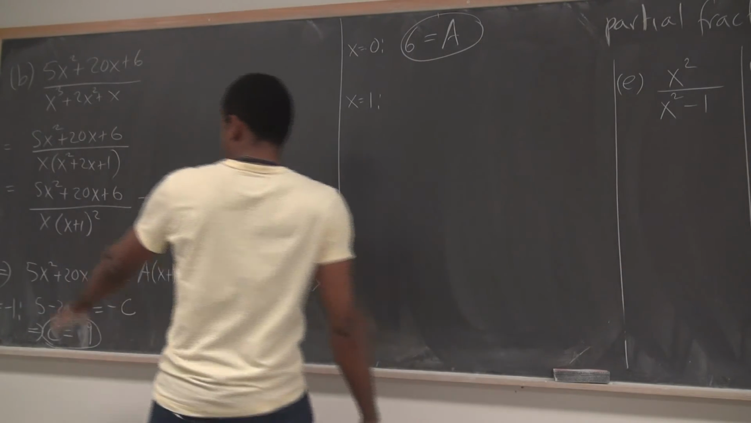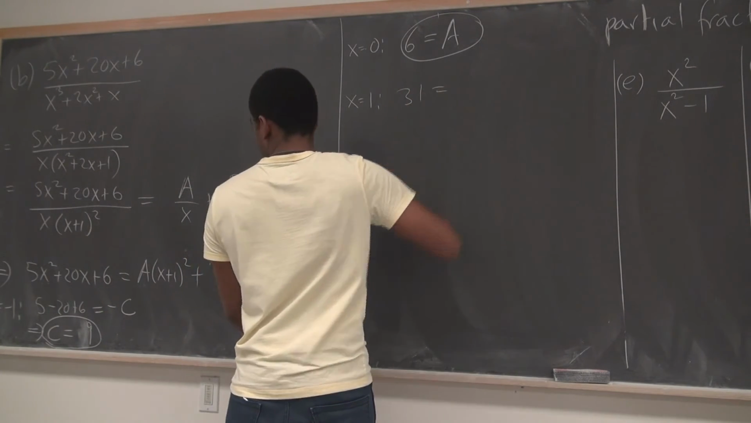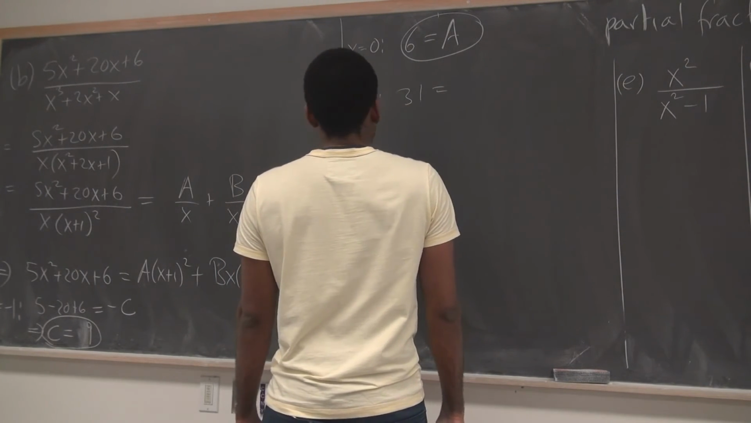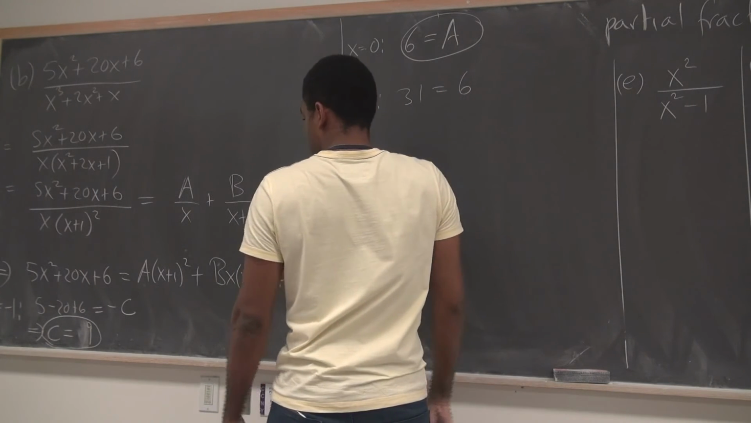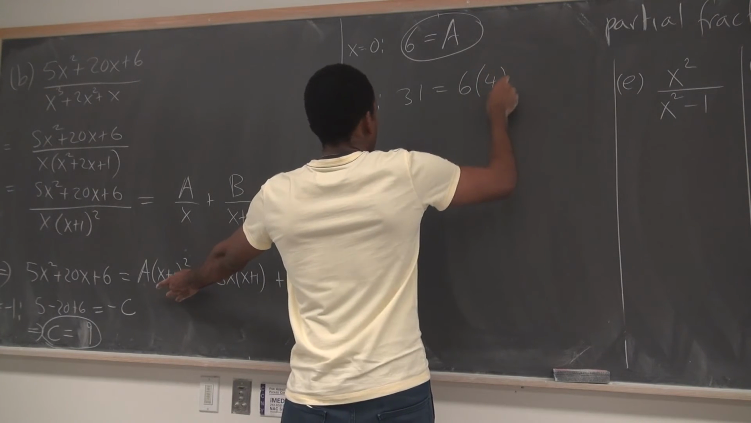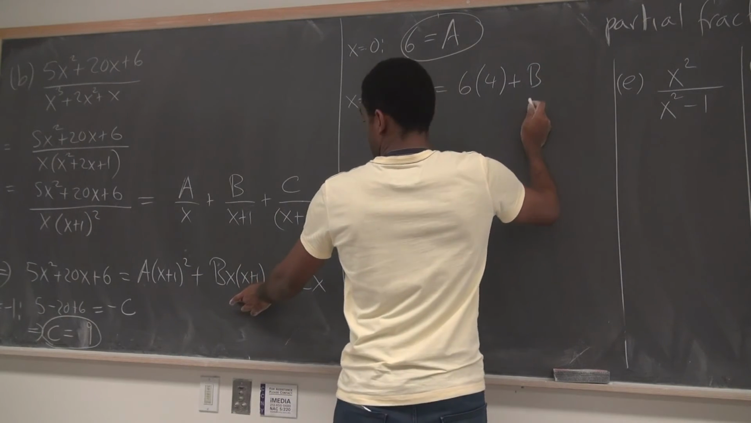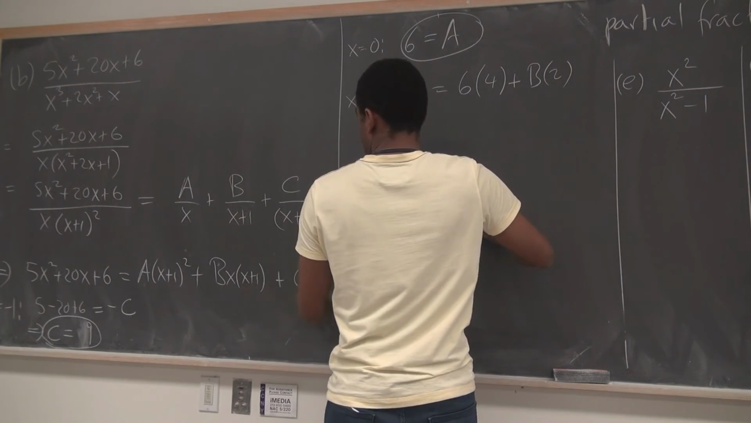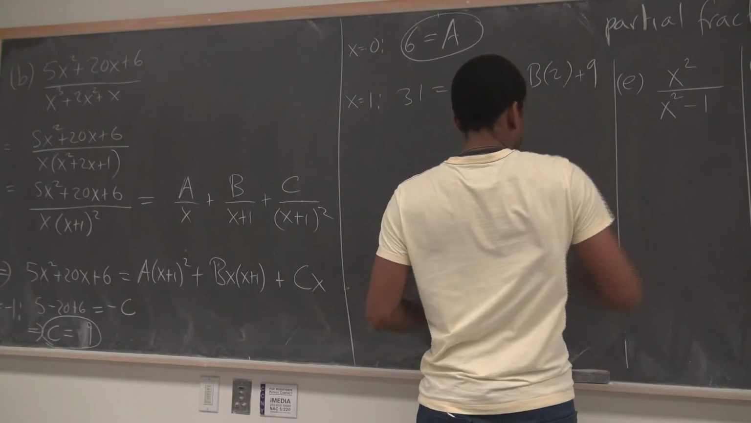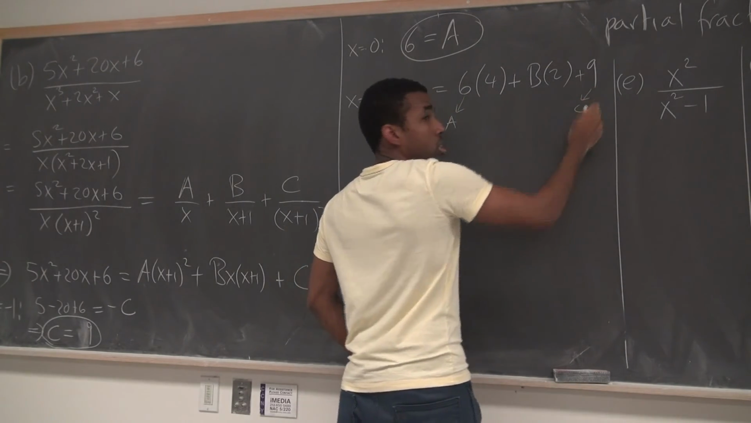And then I would have 5 plus 20 plus 6. That gives us 31. Okay, and then what would I have here? A is 6. Plug in a 1 here, so that's 6 times 4. Plus B, do we know B? No, we don't know B. So it's B times 2. And C, we know is 9, so it's plus 9. The 6 is the A that I plugged in, and this is the C that I plugged in.